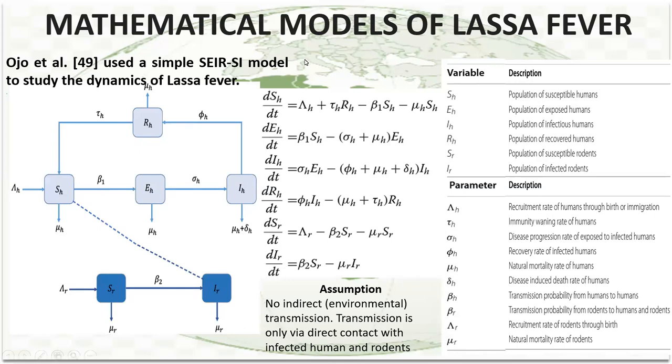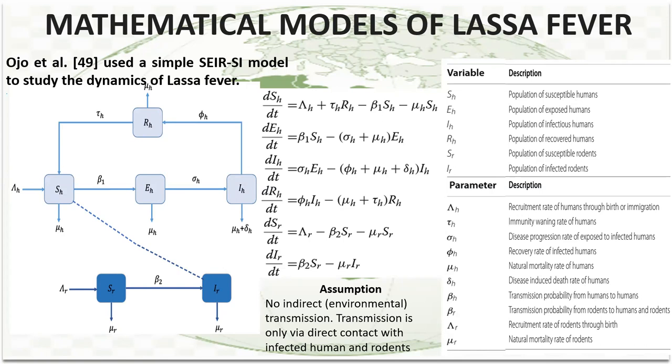So there is no recovery for the rodents being infected. This is their model, which is a deterministic model. They make some assumptions, including that there is no indirect transmission. But we know that most of what drives this virus is indirect transmission, the environmental, coming in contact with things that are contaminated with the virus.